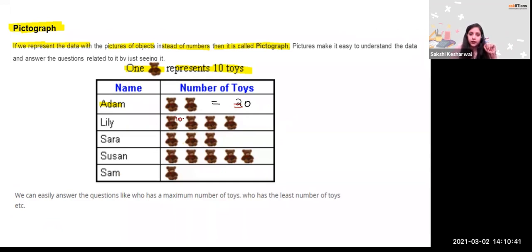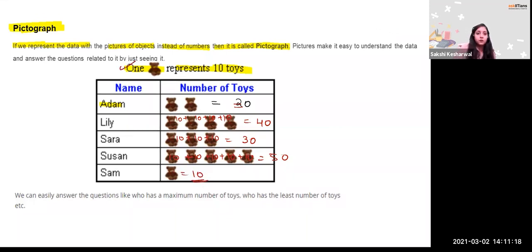Now, Lily will be liking this is 10, this is 10, this is 10, and this is 10. This is 10 plus 10 plus 10 plus 10. So Lily will be liking how many teddies? The number of toys Lily has is 40, right? Coming to Sarah, it's 10 plus 10 plus 10, which is equal to 30, right? Now coming to Susan, it's 10 plus 10 plus 10 plus 10 plus 10. How many is she liking? 5. That's 50. And Sam has just the least number of teddies, which is equal to 1 times 10. This is how the pictograph looks, right?